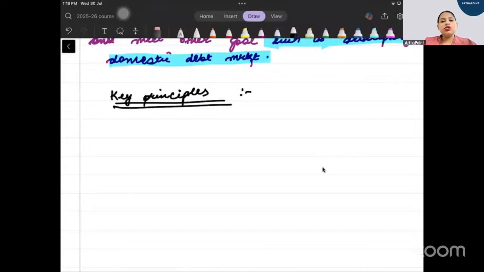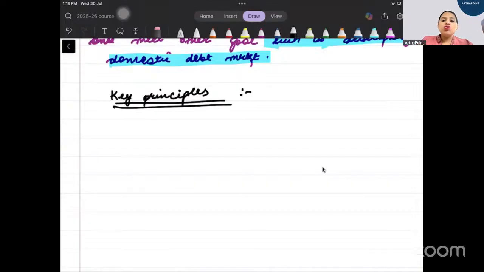Then we also need to talk about transparency. That whatever loan the government is taking, it should be transparently told to the people. When the government is transparent with the people, it boosts market confidence. लोगों का confidence बढ़ता है government में, right?